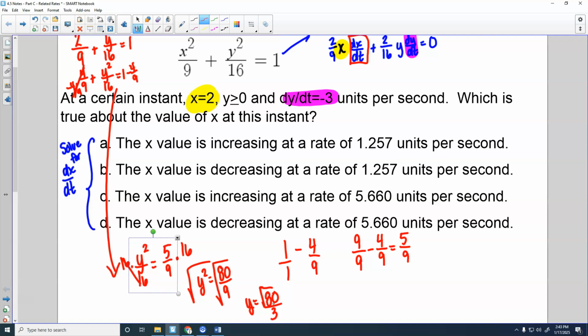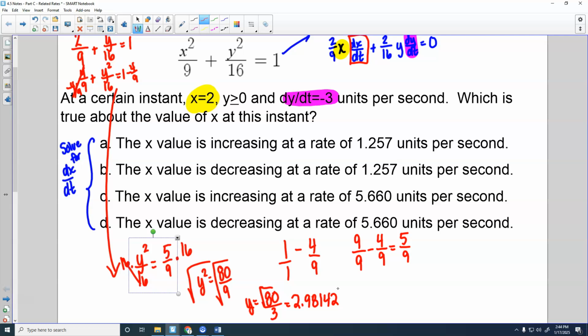I'm probably going to resort to the calculator here for a while. In fact, if you want to go ahead and do the calculator, I guess we could do that, because this is definitely a calculator problem with those decimal answers. So square root of 80 over 9. This is going to give us 2.98142.